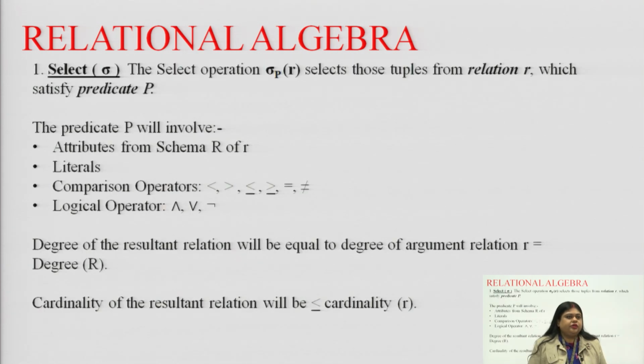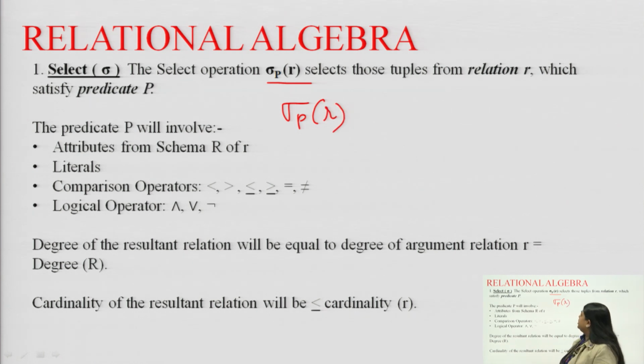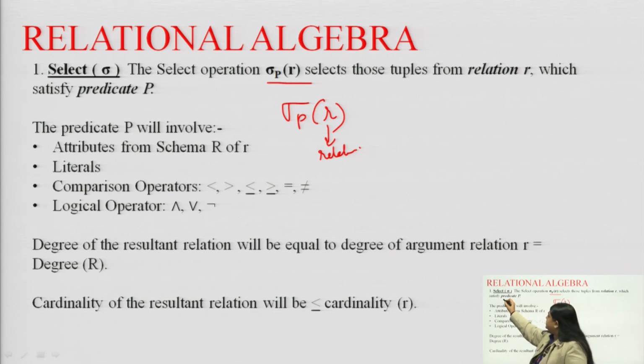Okay. So, coming to the first operation, which was your select operation, and I told you the select operation always works at the level of the tuples, right. This is how we define a select operation, right. So, what is this R? This R is your relation, right. And what is this P? This P is the predicate, right.